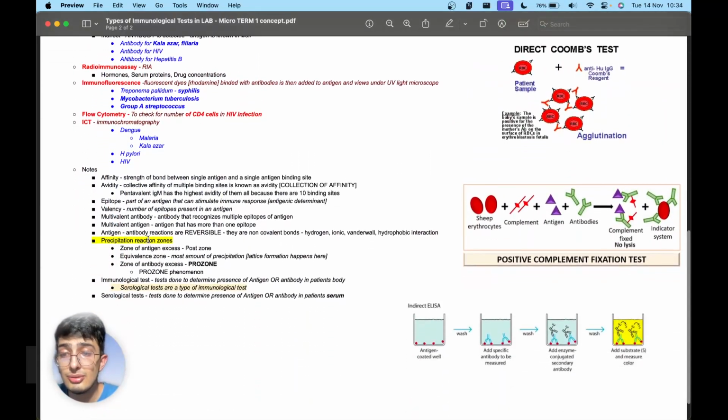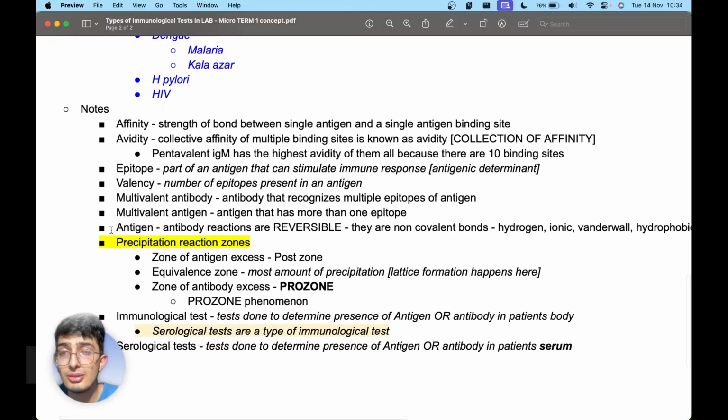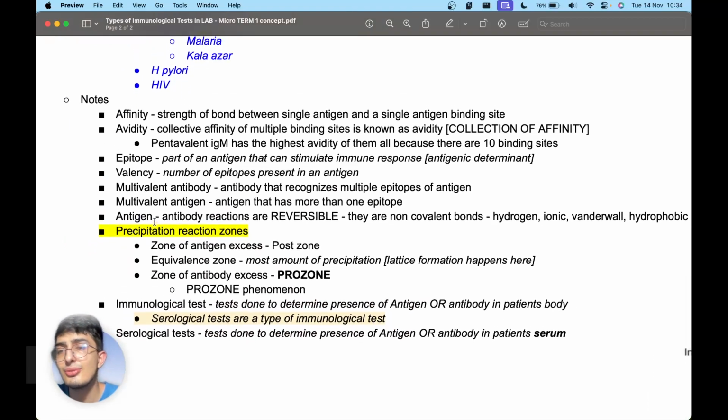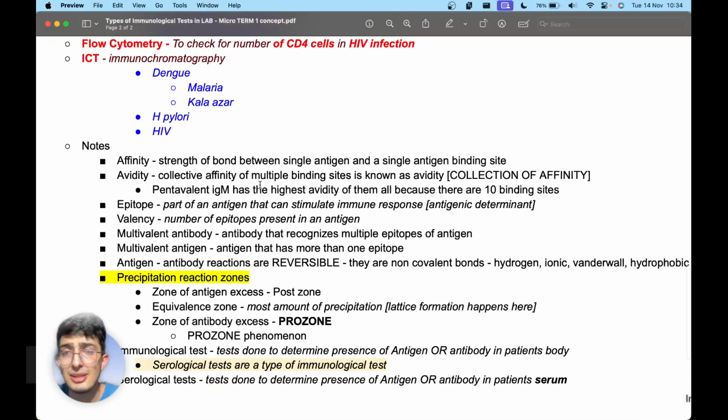Apart from this, there are other terms such as affinity and avidity. You can just read through this, and these are pretty self-explanatory.